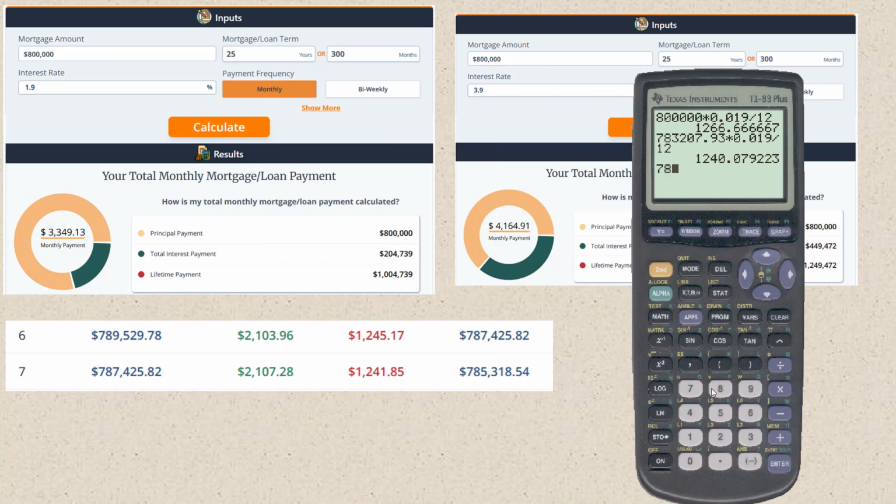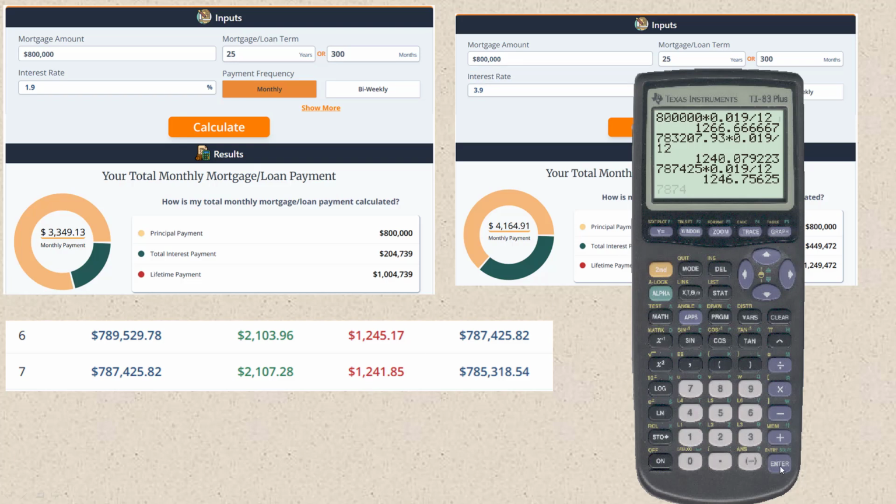If we take this 787,425 and multiply it by 0.019 and divide by 12, okay? So again, that's how you would calculate the interest for this month. So take the previous amount, find 1.9% of it, divide by 12. Okay, so that would be that.